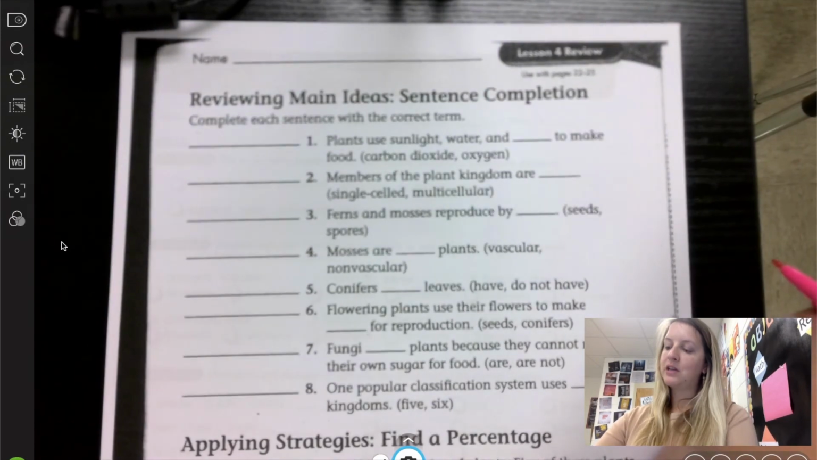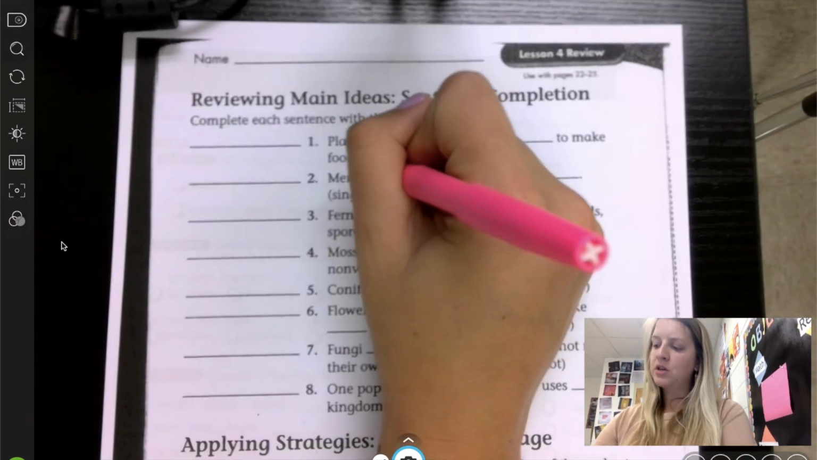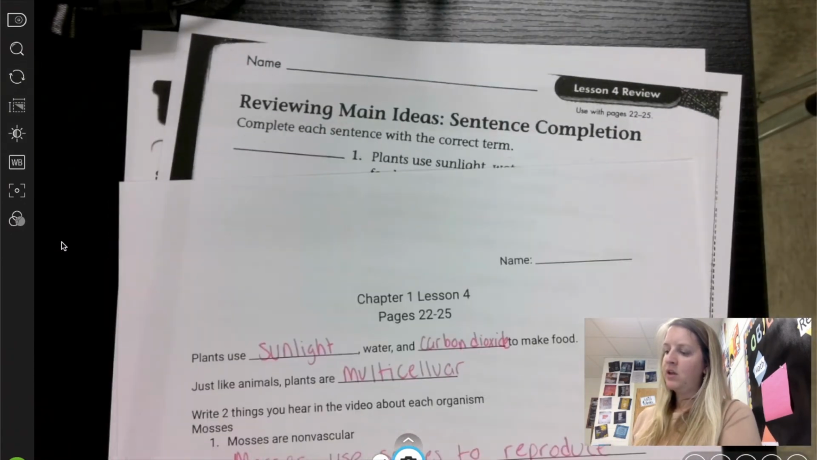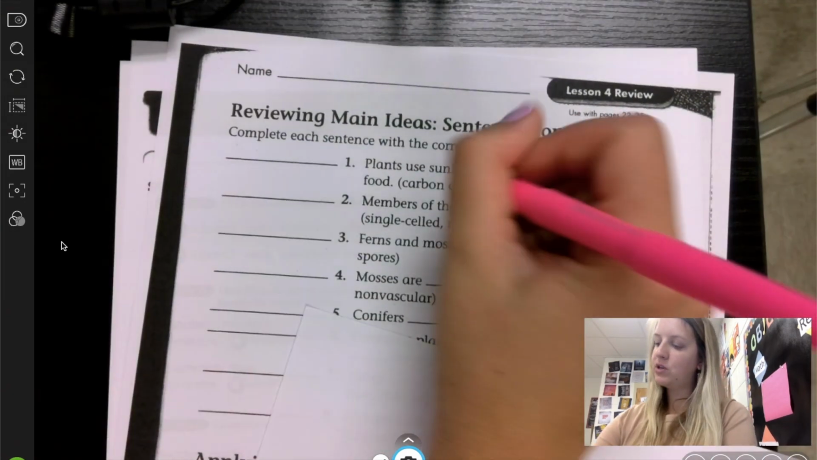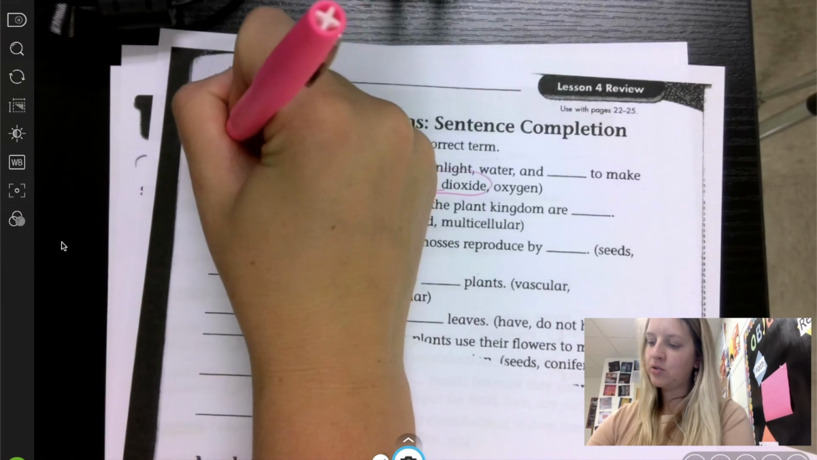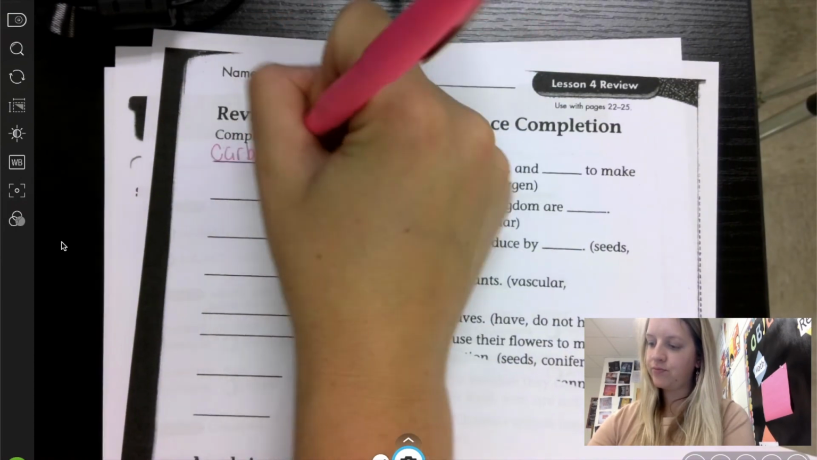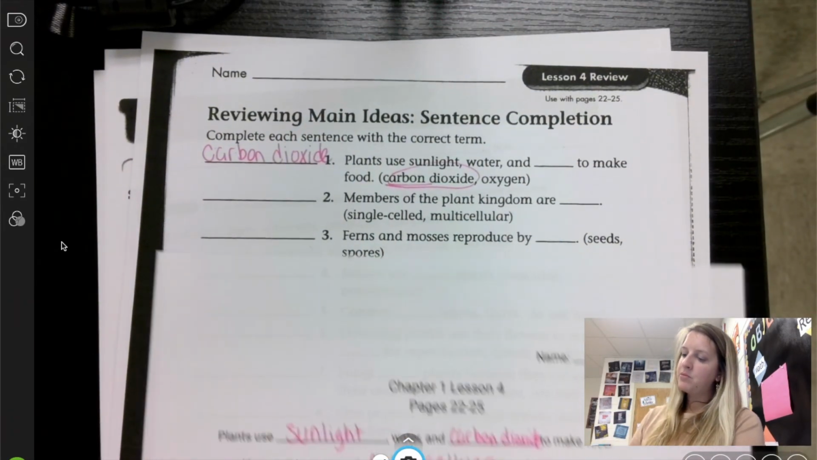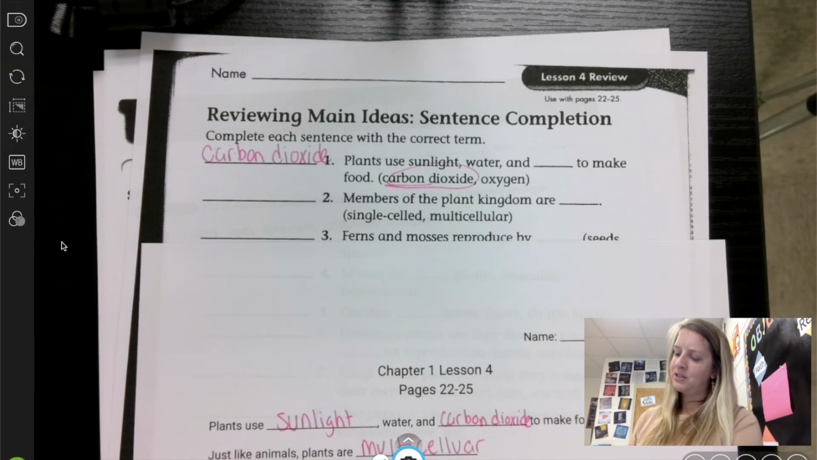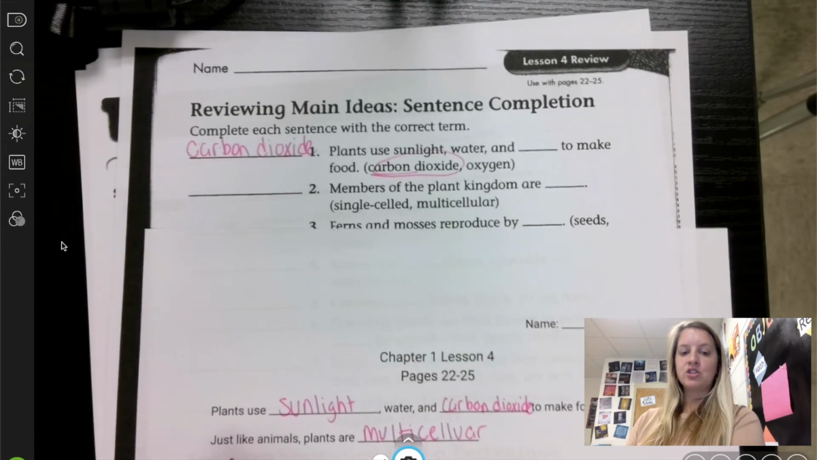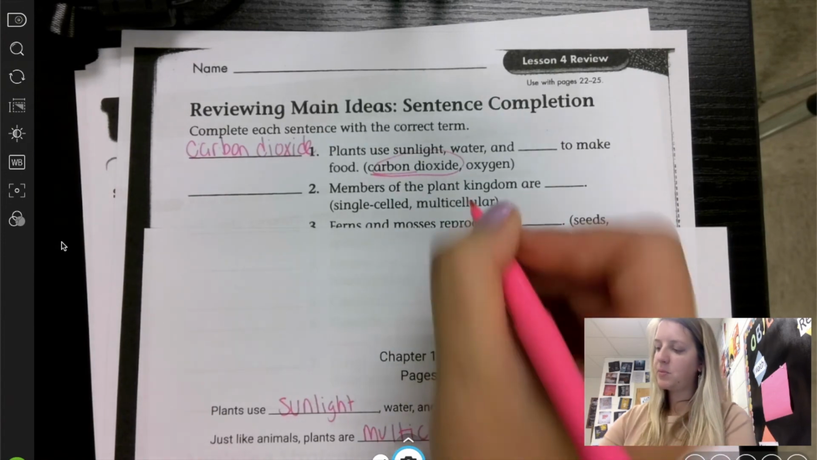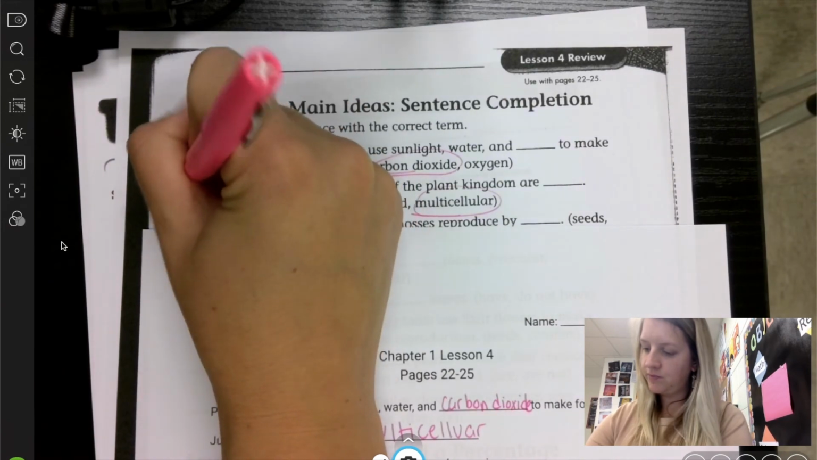So plants use sunlight, water, and I just filled that out on my notes. So I can look back, plants use sunlight, water, and this says and carbon dioxide. So I know you can circle it, but then I also want you to write it over here. Members of the plant kingdom are singular-celled or multicellular. Right on here it even says, just like animals, plants are. I know they're multicellular. I misspelled that, but I know that it's right here, multicellular.